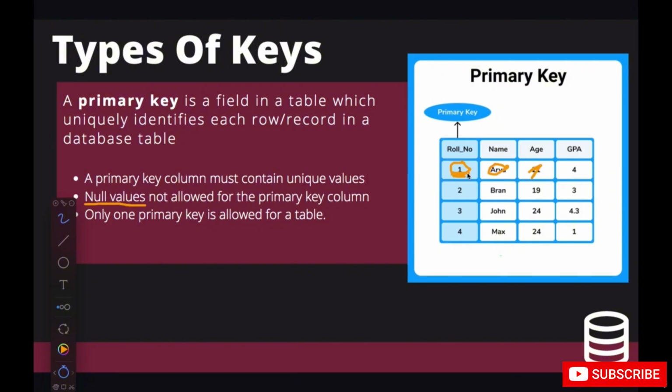Okay, and then you can only have one primary key, so you cannot declare this column as a primary key and then maybe declare their age as a primary key, or maybe declare their name also as a primary key. No, you should have only one primary key. Okay, so these are things that you need to put at the back of your mind as we move on.